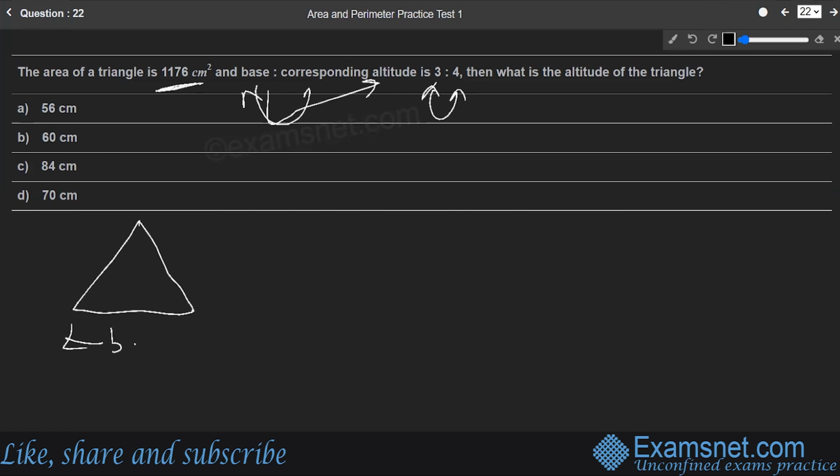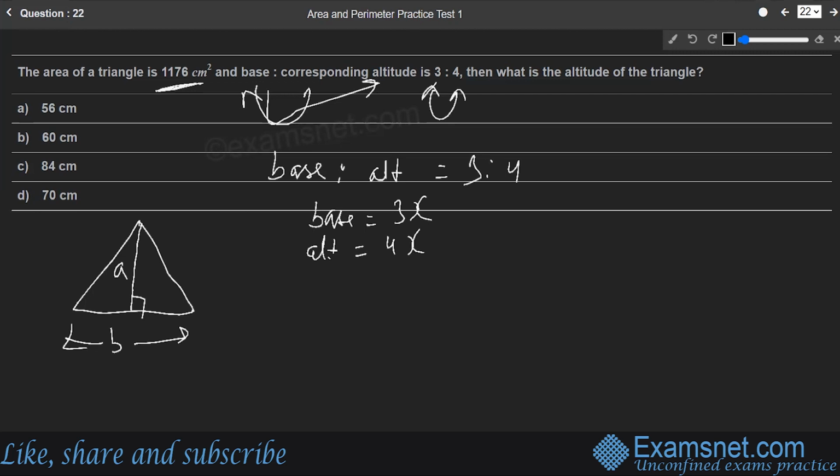This is the base and this is the corresponding altitude. Altitude is nothing but the height of the triangle. He says the ratio is 3 is to 4. So let us assume the base to altitude is 3 is to 4. Let us assume the base value is 3x, and the altitude value is 4x, and he's given the area.